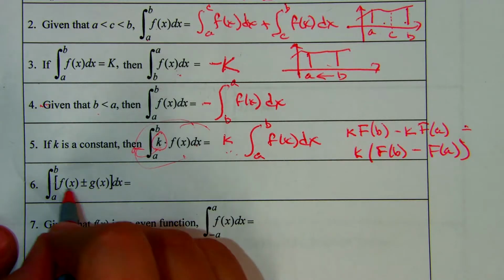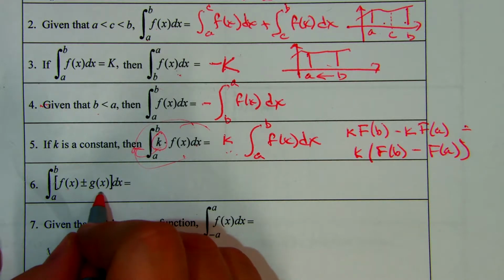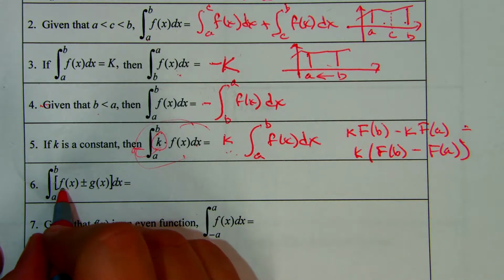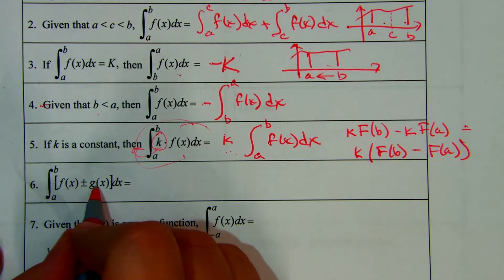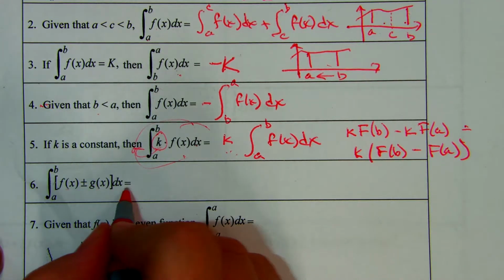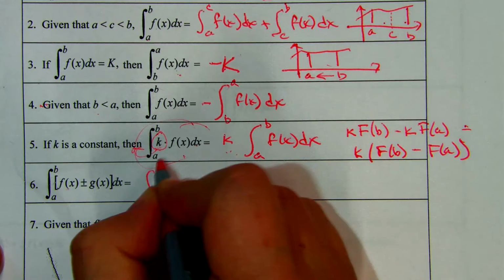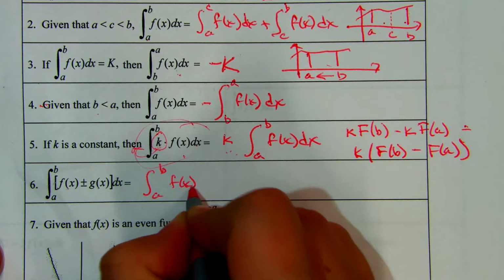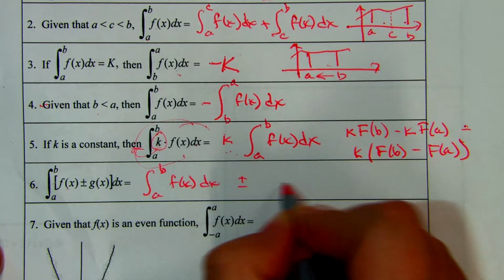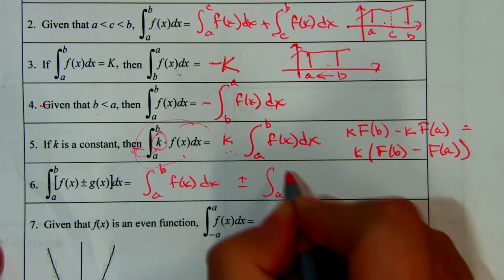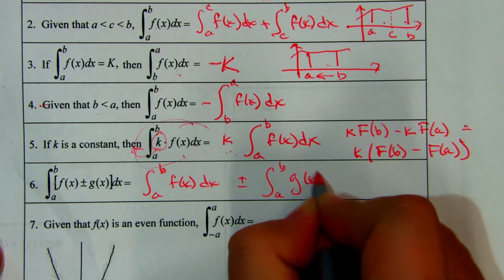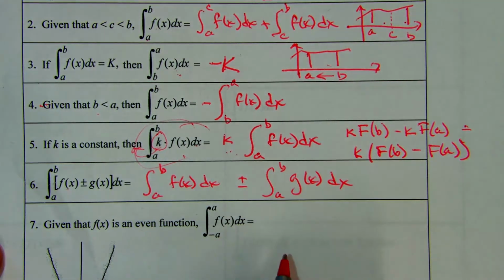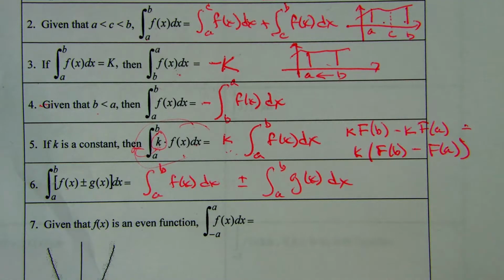And this one here is something we've already really done, and it's fairly obvious. If I have the integral from a to b of f of x plus or minus g of x dx, that's the same as the integral from a to b of f of x dx, plus or minus, whichever one it was, the integral from a to b of g of x dx. So I can split those two up. We've kind of been relying on that all so far without talking about it.